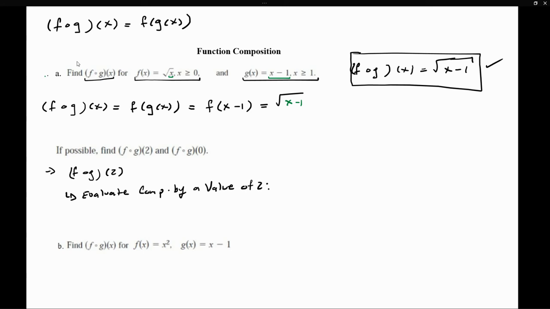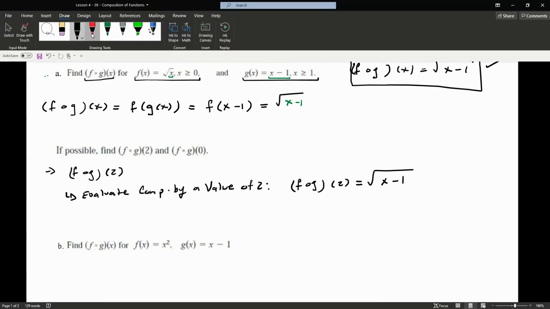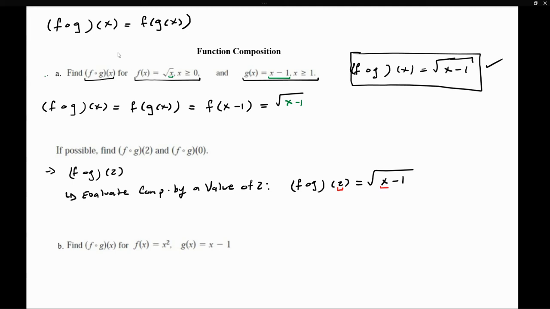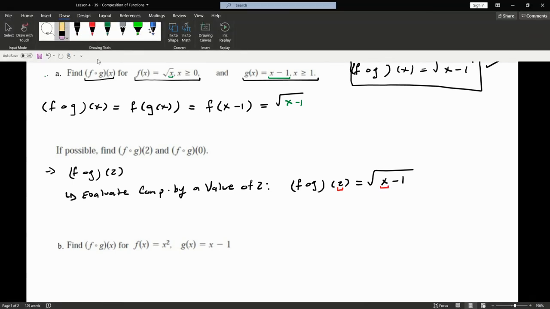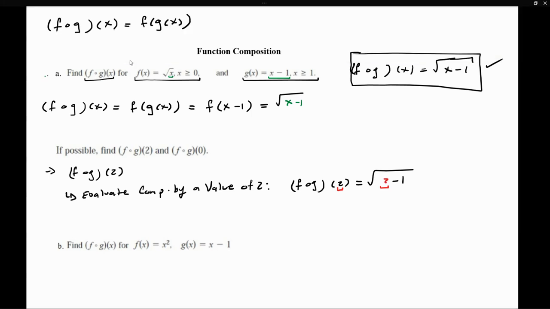So let's do that. We already know that the composition is the square root of x minus 1. But since we want to evaluate it at a value of 2, now we're going to substitute the actual variable with the value of 2. Now if we simplify, this is equivalent to just the square root of 1, which is just 1. So in this case, it is possible for us to evaluate the composition at a value of 2. One way to understand this is to first define what the composition is, which we already have defined here, and now just evaluate your composition with the value of 2.